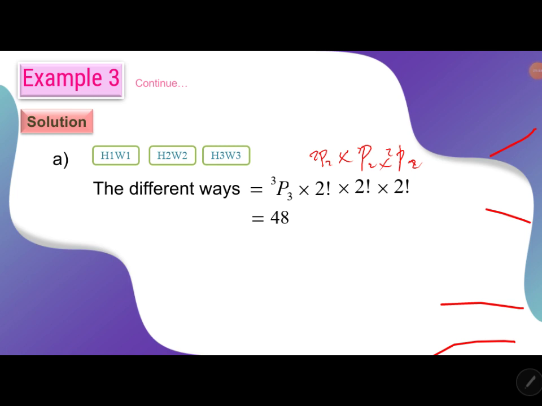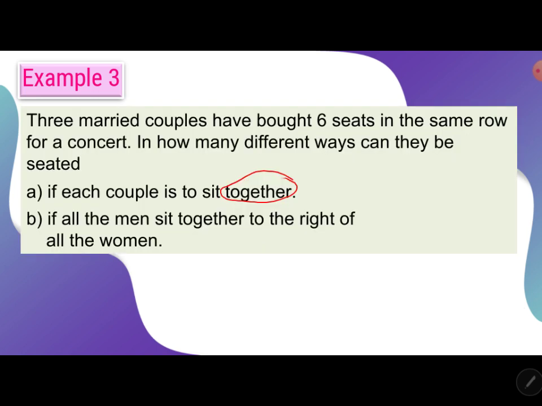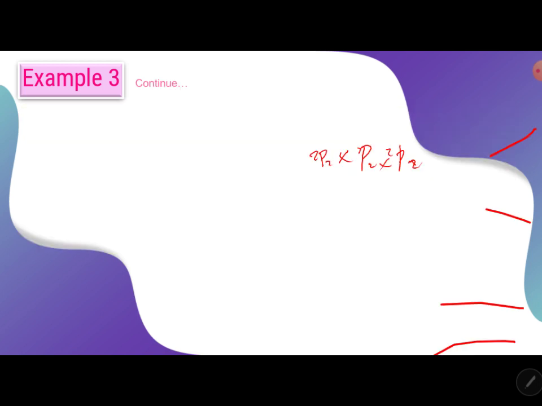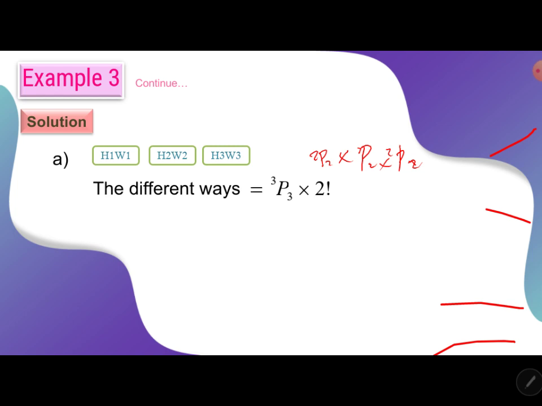Okay, so for the second part, let's take a look at the question first. If all the men sit together to the right of all the women. So we have to group the men together and group the women together. So 3 wives together, 3 husbands together, and the wives should be on the right side of the husbands. So we cannot change between these two big groups. We cannot change because the wives should always be on the right side of the husbands. So only one way to choose between these two.